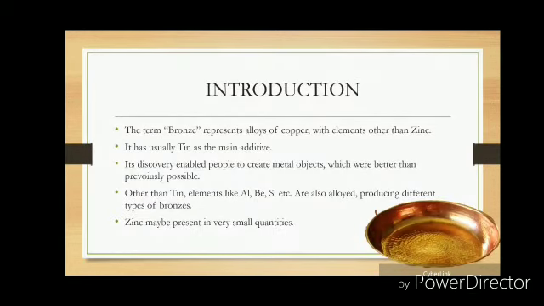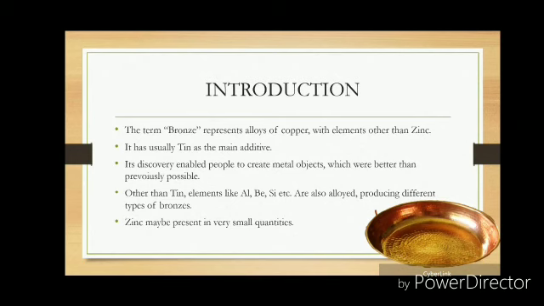The term bronze represents alloys of copper with elements other than zinc. It has usually tin as the main additive. Its discovery enabled people to create metal objects which were better than previously possible and hence started the third age, which is Bronze Age. Other than tin, elements like aluminium, beryllium, silicon, etc. are also alloyed, producing different types of bronzes.